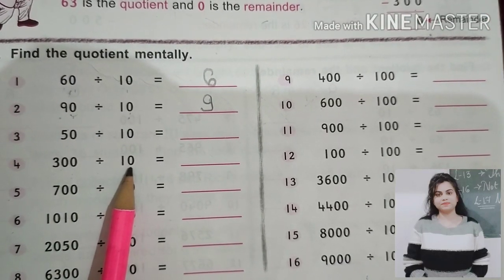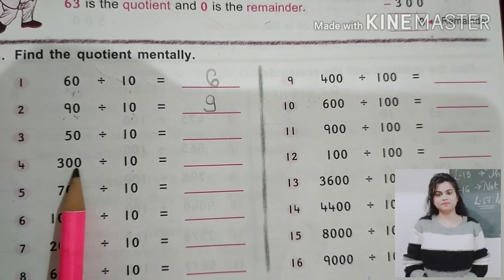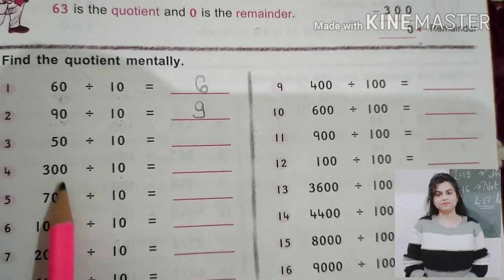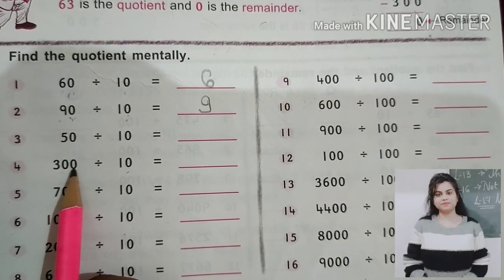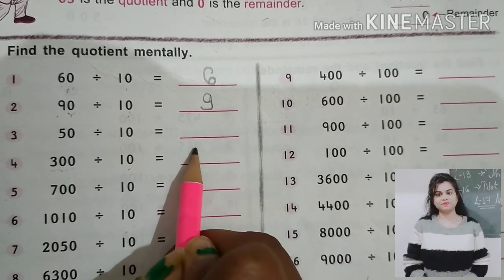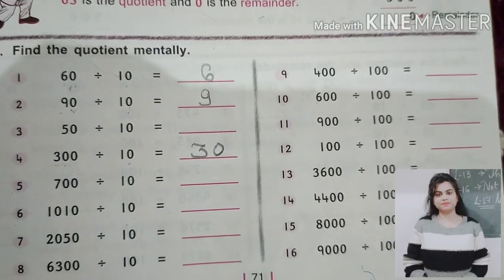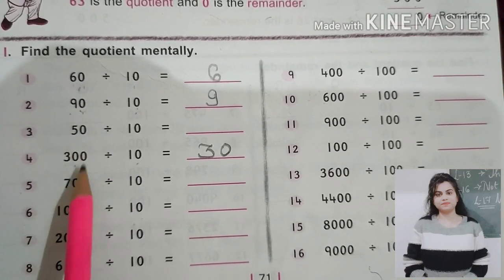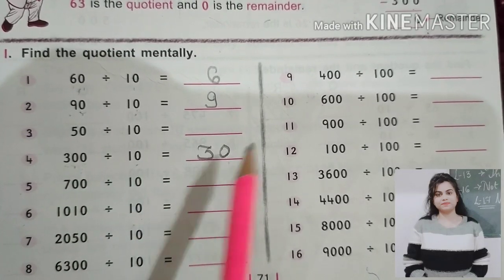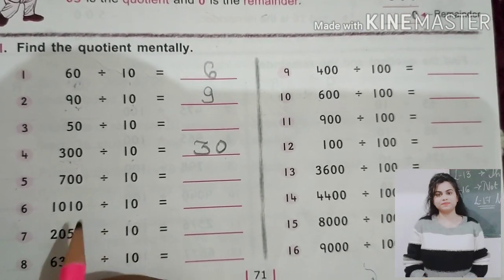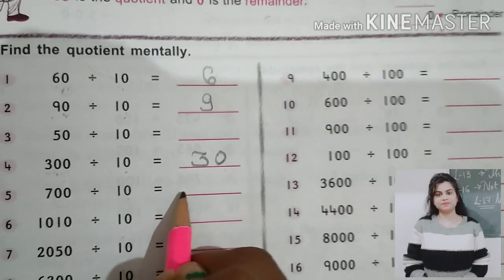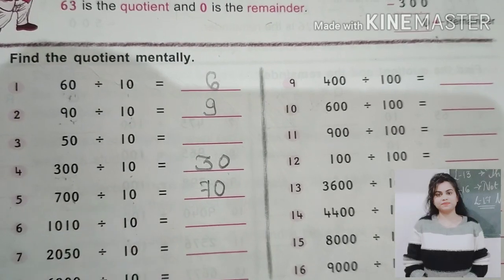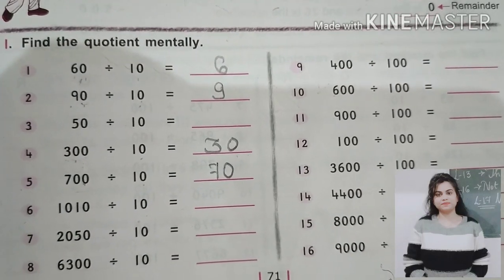See the next question. 300 divided by 10. Here 2 zeros in the dividend and 1 zero in the divisor. So remove the ones place 0. What you will get? 30. So 30 is your quotient and 0 is your remainder. You can check it. 10 threes are 30 and 0 is remaining. So 10 zeros are 0. Okay. Similarly this one also, 700 divided by 10. Remove ones place 0. This 0 you will remove. You will get 70. Understood?